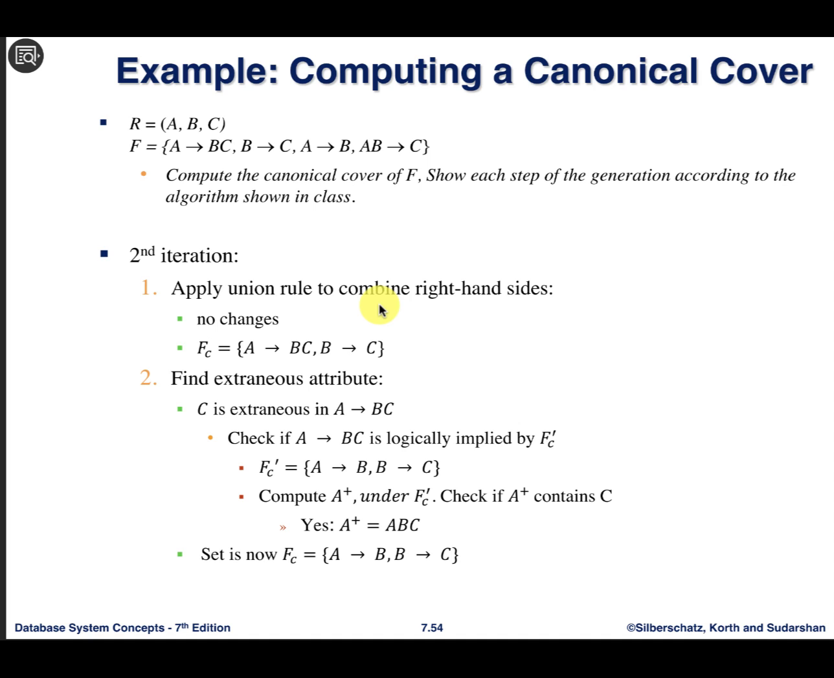If there is a change or not, make sure the left-hand side is always going to be unique. Then after that, try to find the extremes. In the next iteration, if there is a change, do the same thing. Apply union, if there is a way to do that.